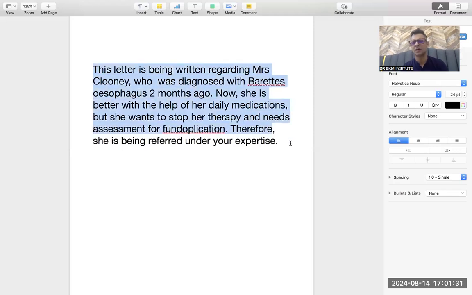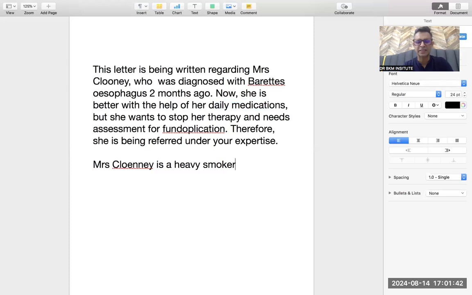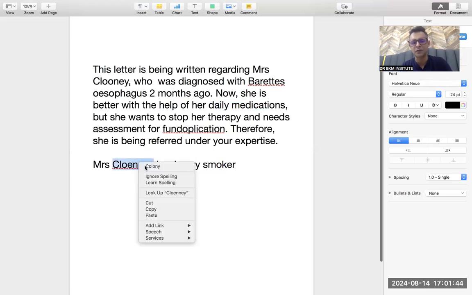So this is the main. Now, whatever you write in this letter is not a problem. Like Miss Clooney, main word, is a heavy smoker. This is the letter for this.